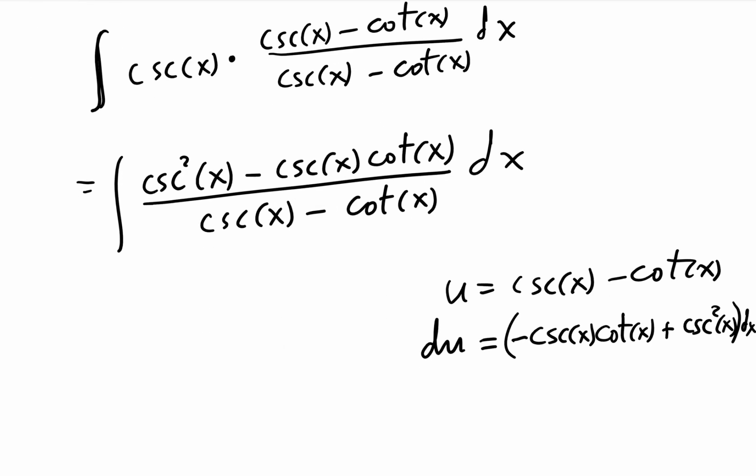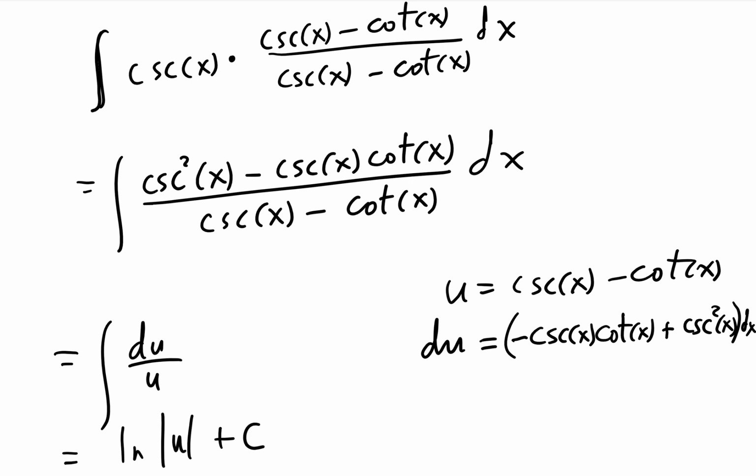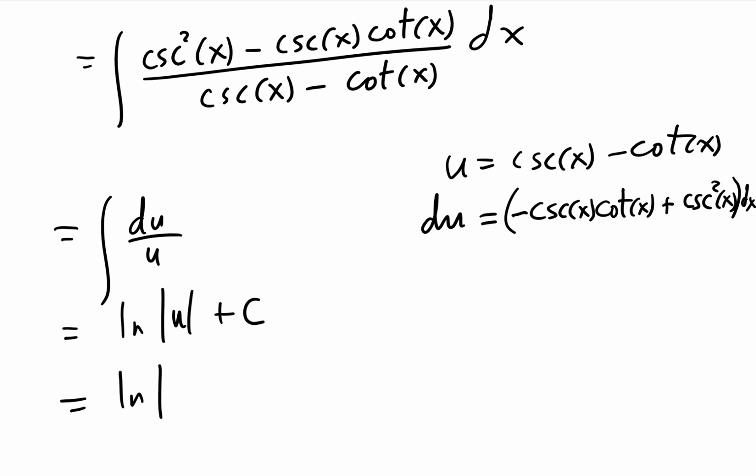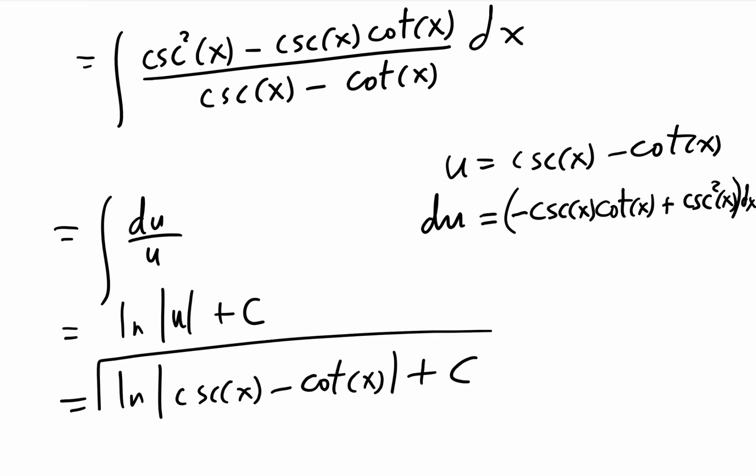So then this on the top is du. This whole thing is du. On the bottom, u. So that gives me natural log of absolute value of u plus c. Then in return, it's natural log of absolute value of cosecant x minus cotan x plus c. That's for cosecant.